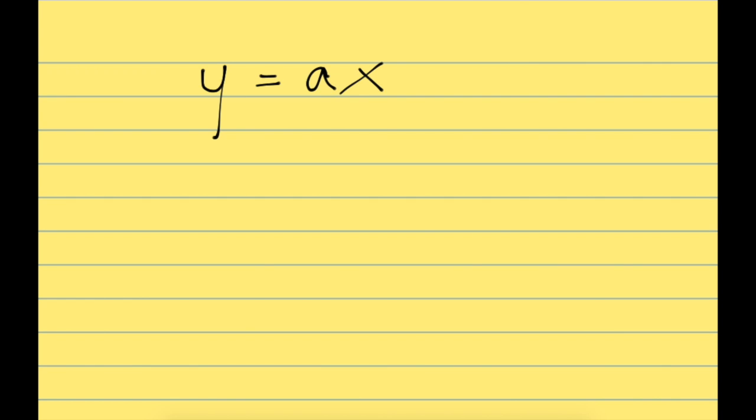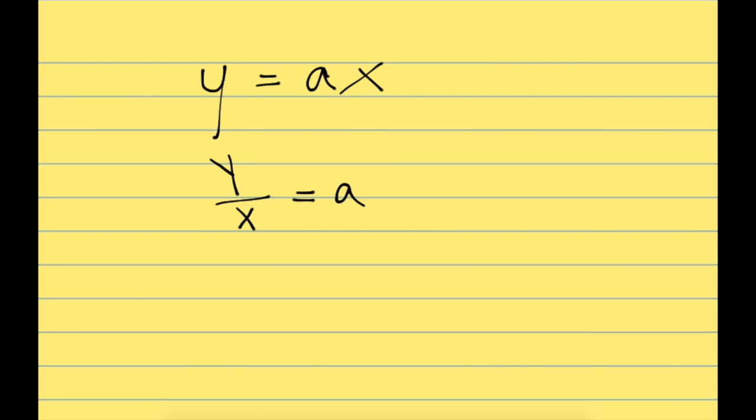Now, another way of looking at this is y over x equals a. That's what we get when we just divide both sides by x. And so when you take all of the y values, divide them by the x values that go with them, if you get the same thing or very, very close to the same thing over and over again, then the two are directly related and you can write them in this form.